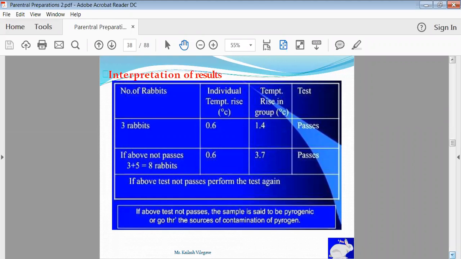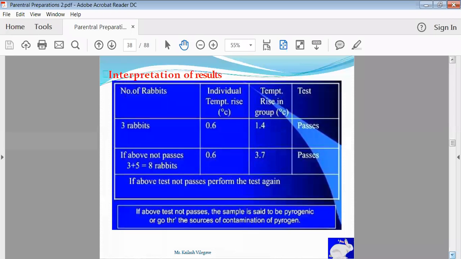And suppose we have observed that there is some problem in the temperature, and you have observed that there is a constant increase in the temperature, then again you can select the extra 5 rabbits. 5 rabbits means 5 male and 5 female rabbits, and go for checking it again. Now individually take the temperature for all the 16 rabbits, and find out whether there is any increase in temperature of more than 0.6 degrees centigrade.